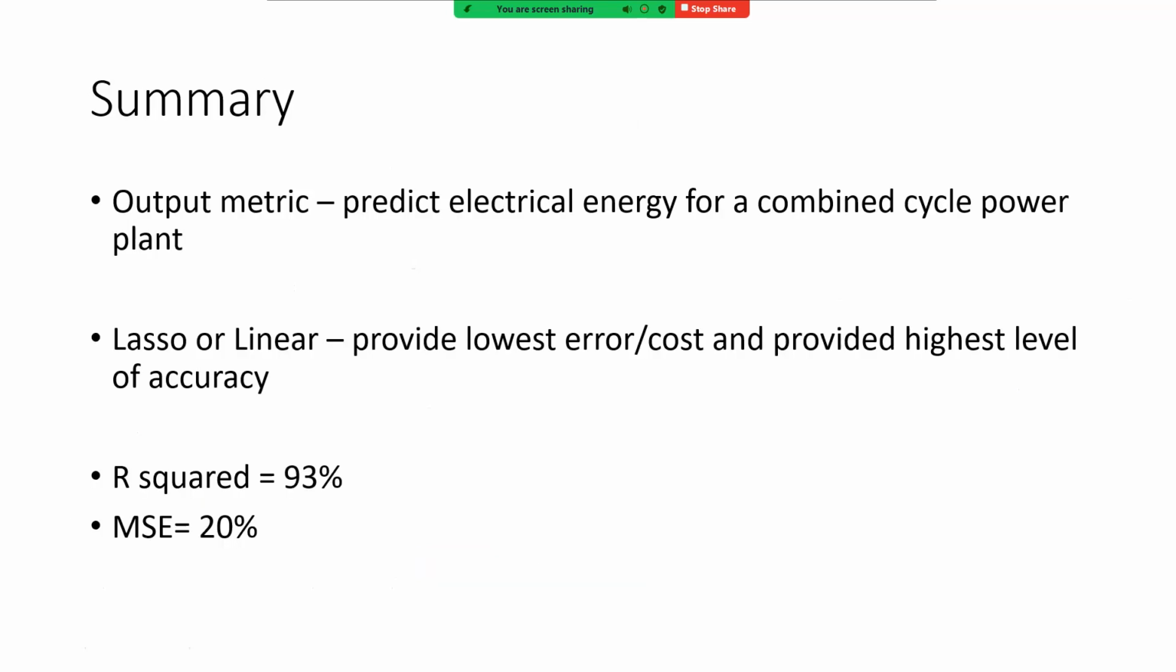And finally, what I found is that in order to predict electrical energy for the combined cycle power plant, Lasso or linear are going to be your best bets, providing the lowest error or cost, and provide the highest level of accuracy. So the R-squared for each of them ended up at about 93%, and the mean squared error was at 20%.